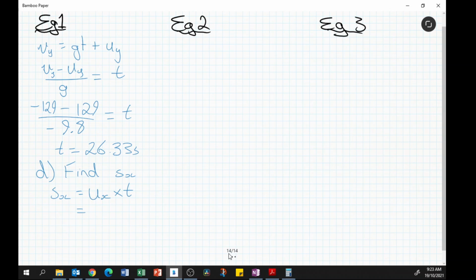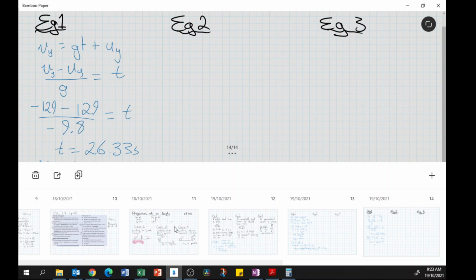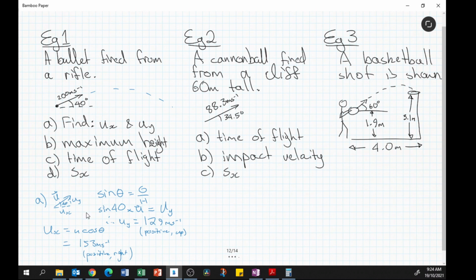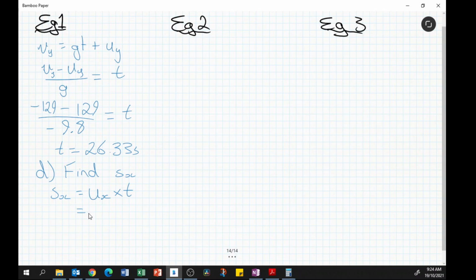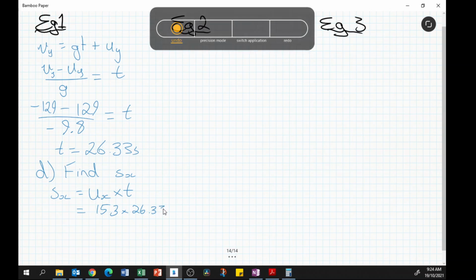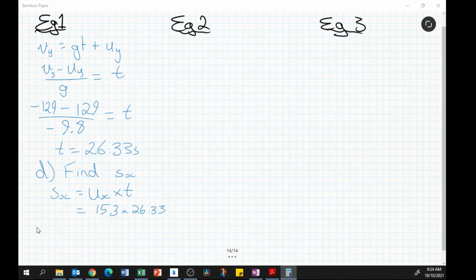What was its initial velocity in the x direction? 120 something as well? 153 maybe, yeah. Hang on. Check it here. 153, yep. Positive to the right, of course. 153 times by 26.33. I think I still have my calculator up, so I just multiply my answer for the time by 153. The bullet travels 4,027.96 kilometers. Let's think a little bit about significant figures.